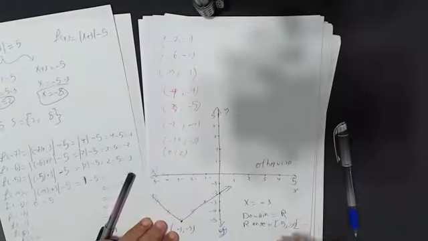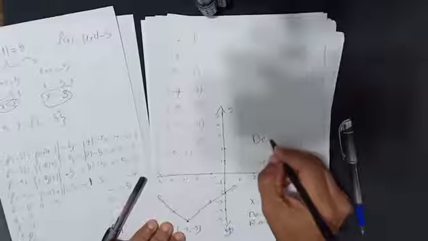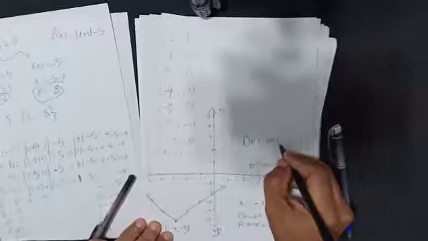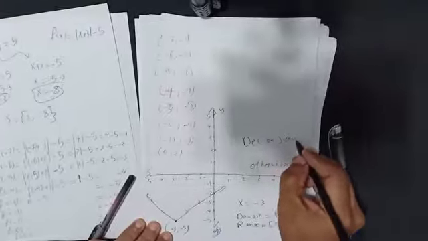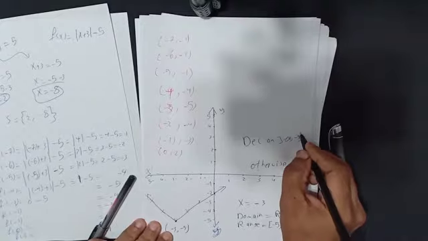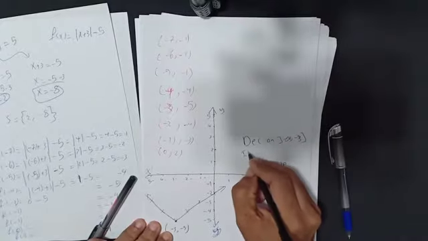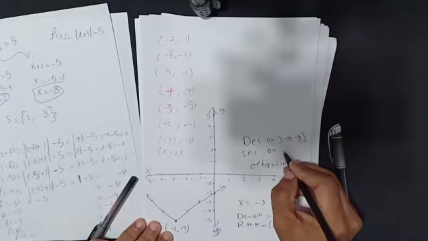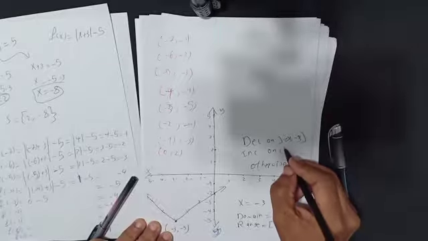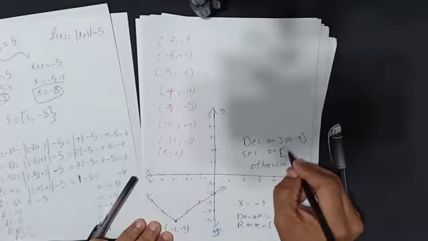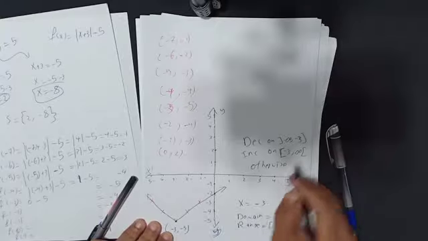It is decreasing on negative infinity to negative 3, and increasing on negative 3 to infinity. Okay, that's it.